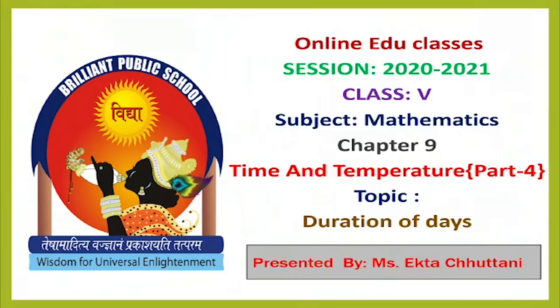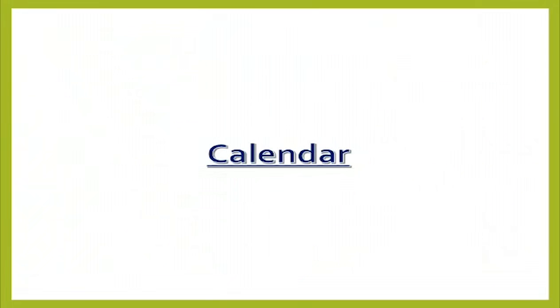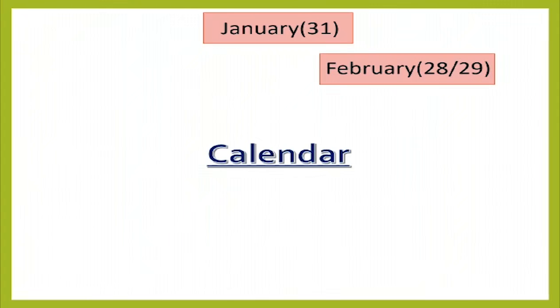Today in chapter number 9, that is time and temperature, we are going to discuss duration of days. First we will see the calendar. In a calendar we have 12 months. 1 year equals 12 months. The first month is January. In January we have 31 days. Then the second month is February. In February generally we have 28 days, but in a leap year we have 29 days in February.